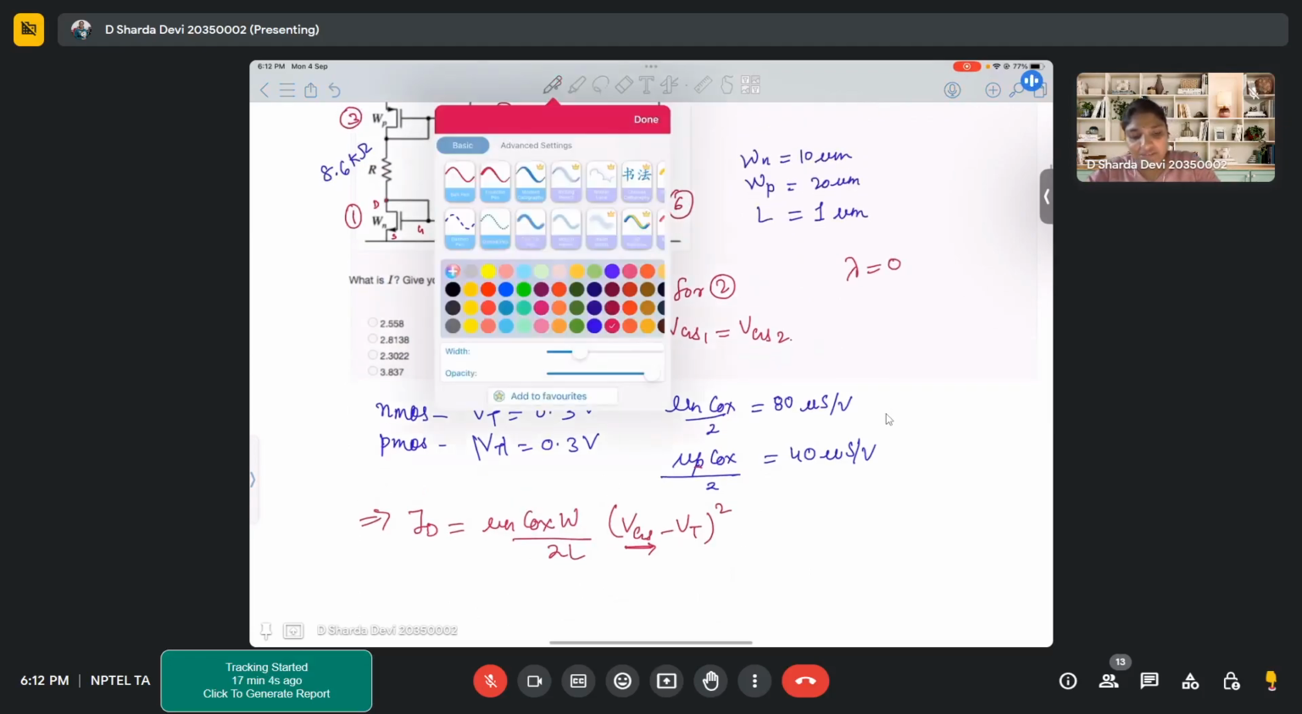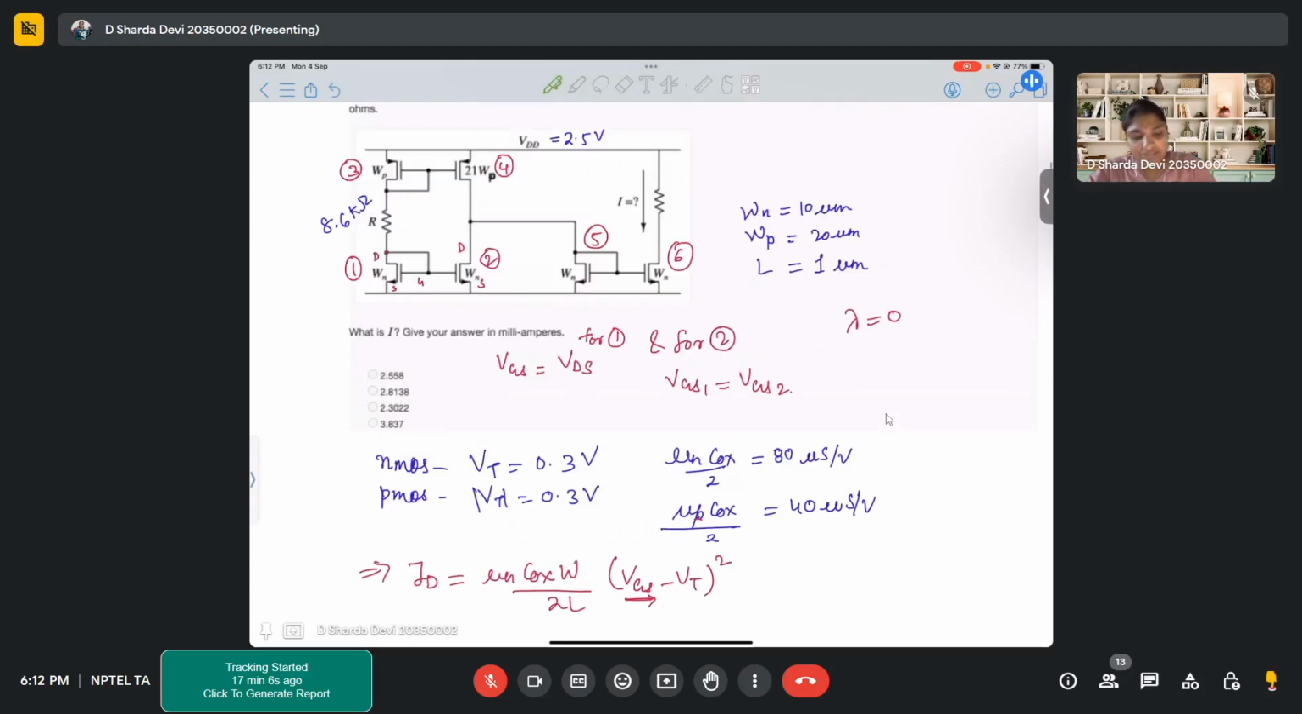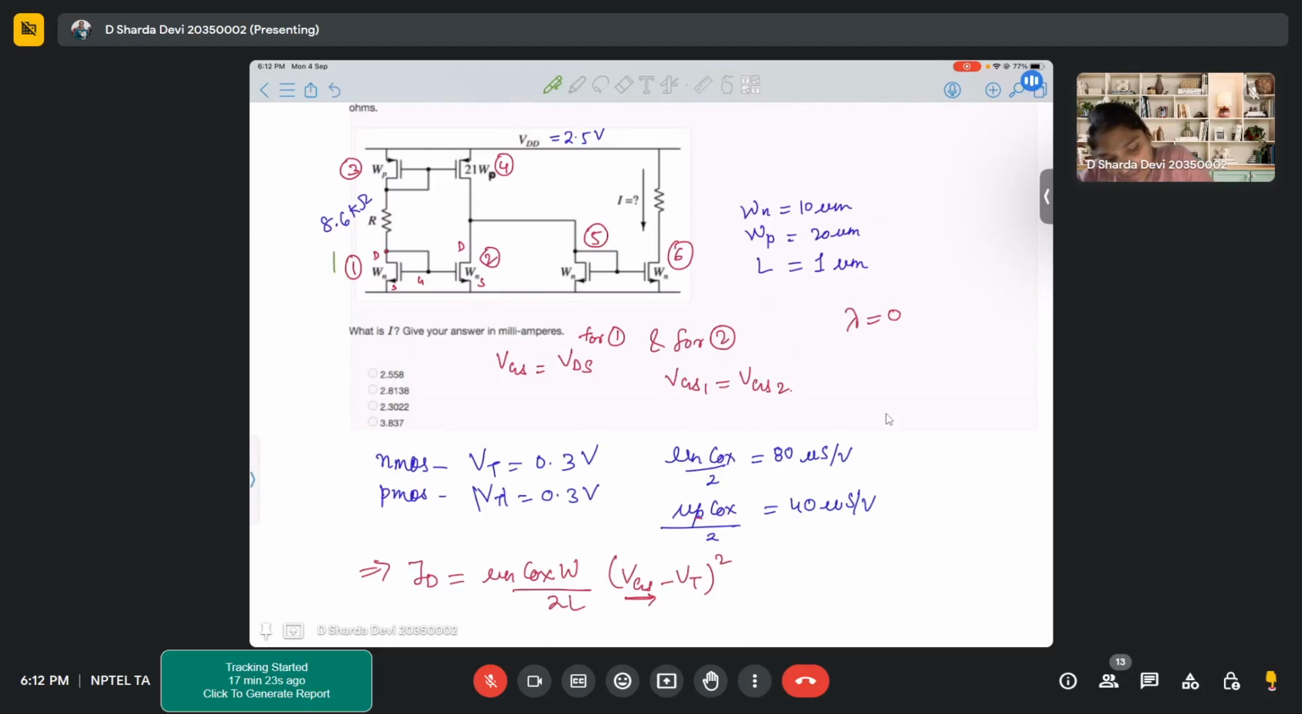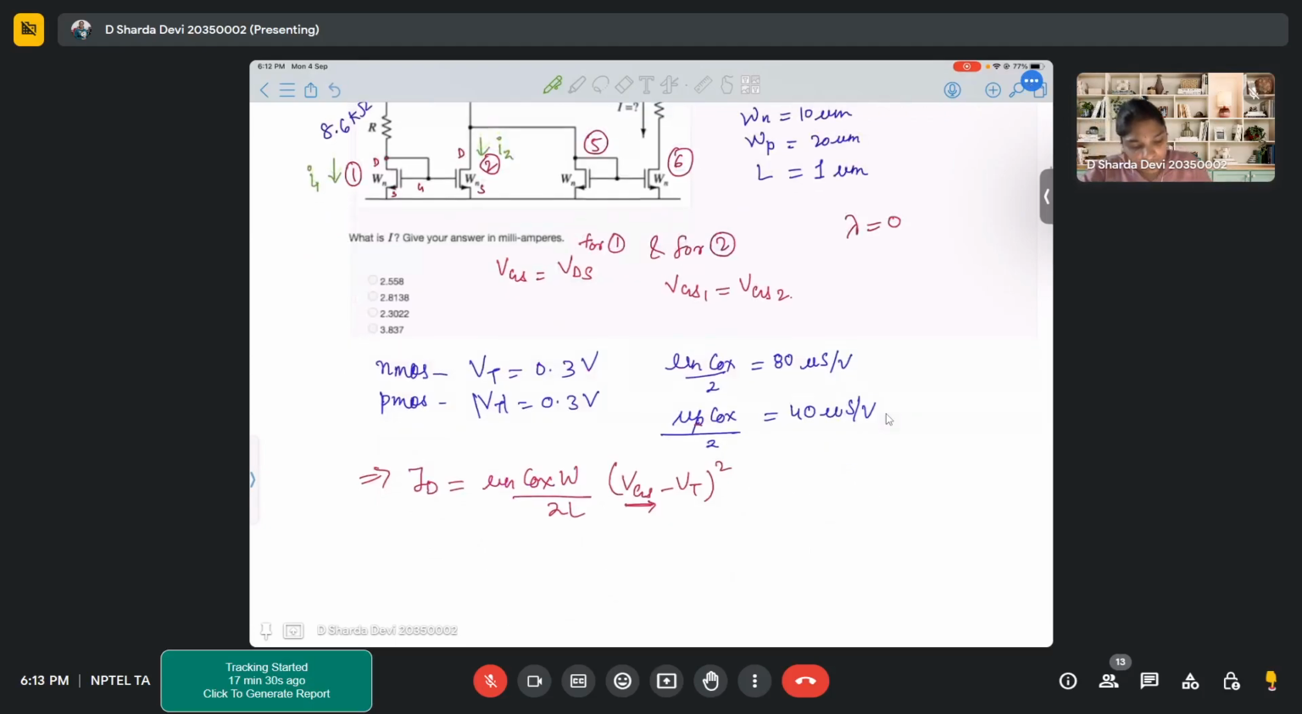Am I making sense? So let's say for example the transistors 1 and 2. If you observe very carefully, transistors 1 and 2 have VGS equal, their VT is equal, and mu n Cox W by 2L is also equal, right? So let's say the current flowing through transistor 1 is I1 and the current flowing through transistor 2 is I2. What will be the relation between I1 and I2?